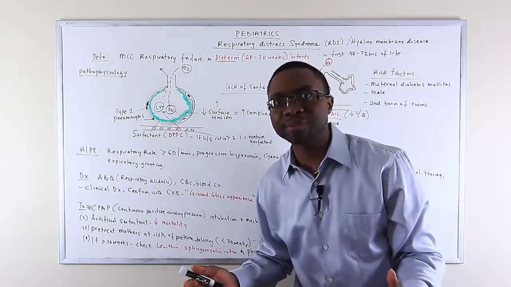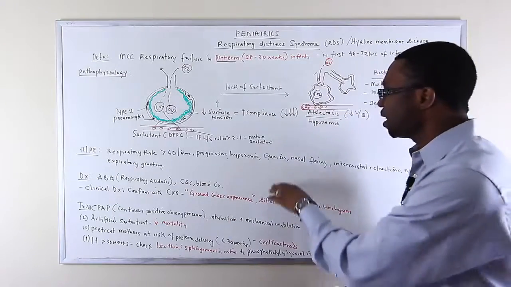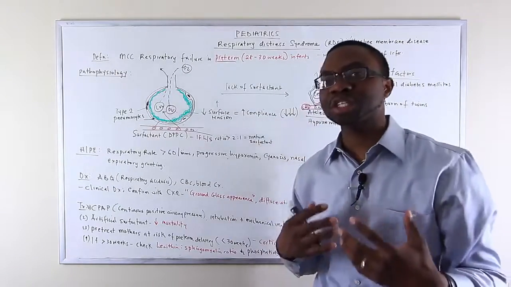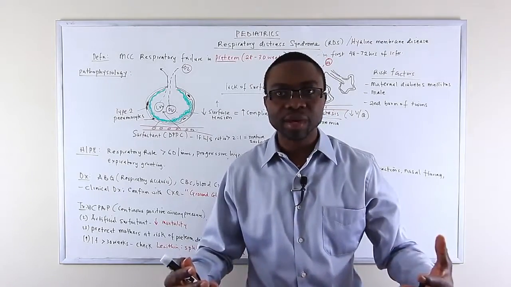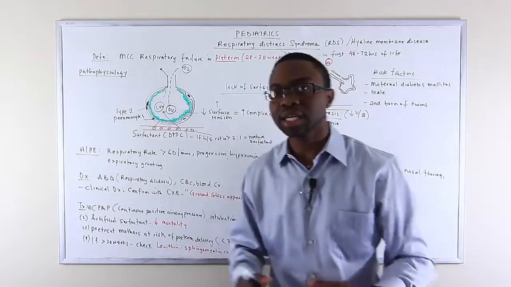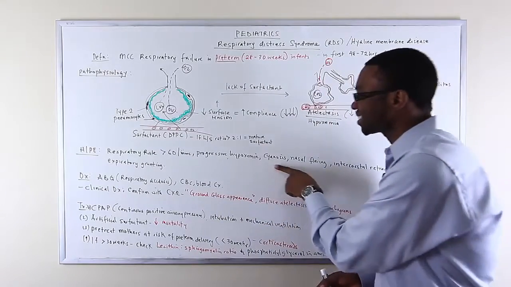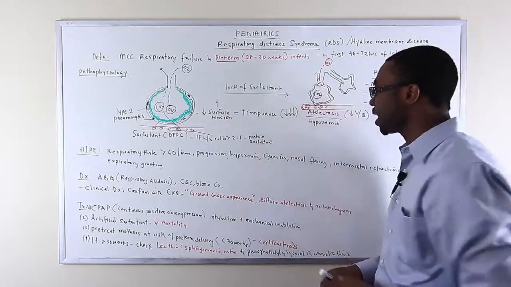Maybe their pulse ox is 80%. Not good. But what happens to a child that has too much CO2 in the lungs? They're going to have cyanosis. Very simple, right? If you don't have oxygen in your blood, you're going to look blue. That is cyanosis, because that's too much carbon dioxide.